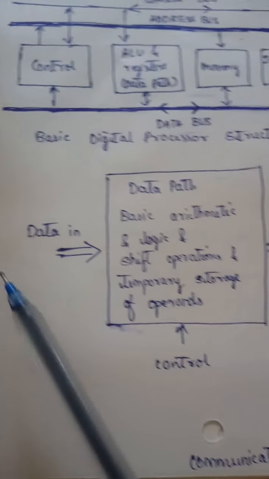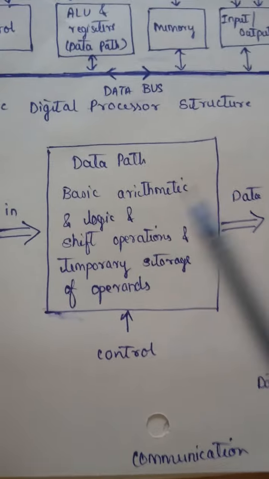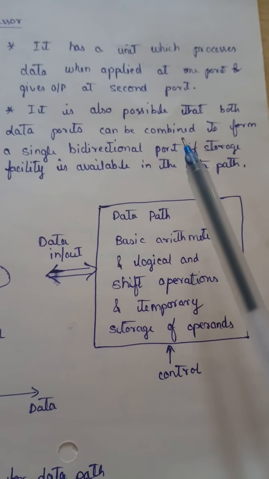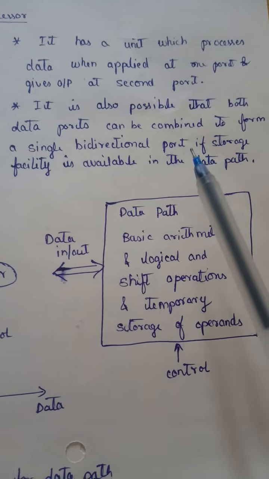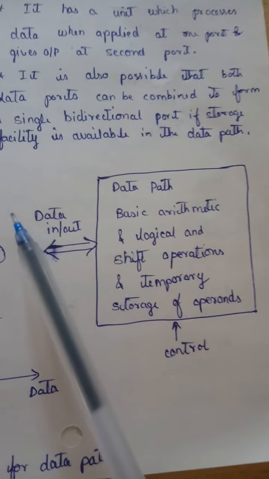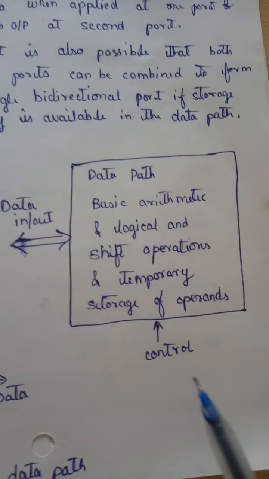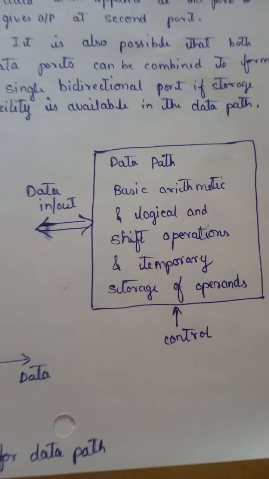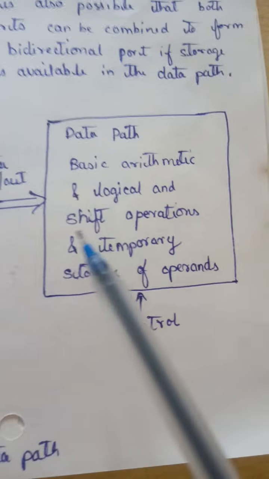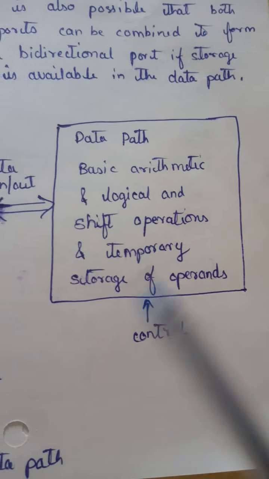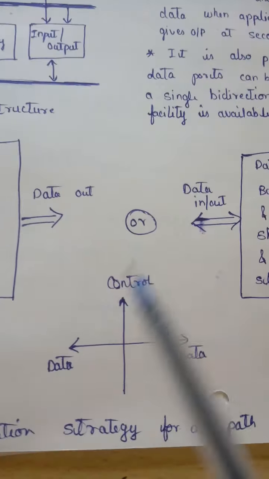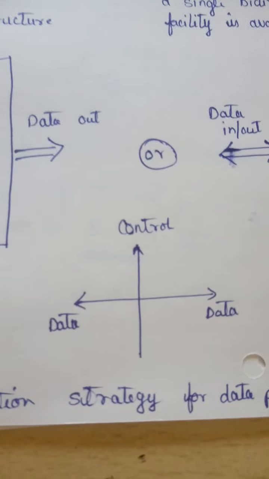Okay, it has the control, there is a data in and there is a data out. Or it can also be thought of as, as I told you in the second point, it is also possible that the data ports can be combined to form a single bidirectional port if storage facility is available in the data path. If storage facility is already available, it can be treated as data in and data out, where the control is already there. So this data path is the same thing, which consists of basic arithmetic, logical and shift operations, and also temporary storage of operands. Okay, the communication strategy for the data path can be seen like this.